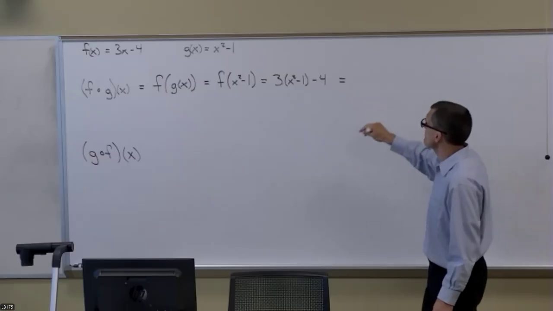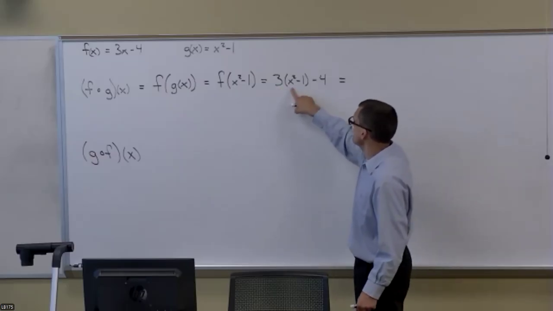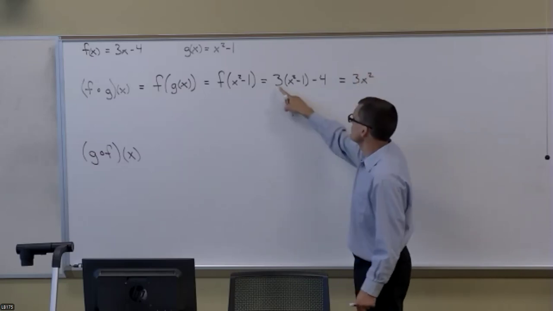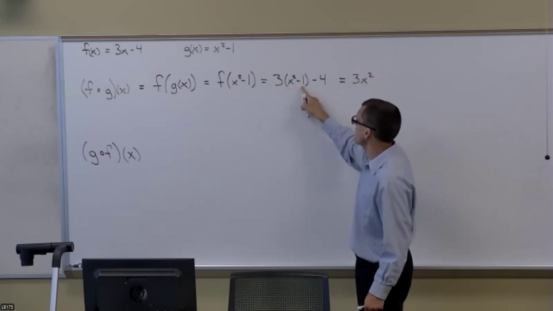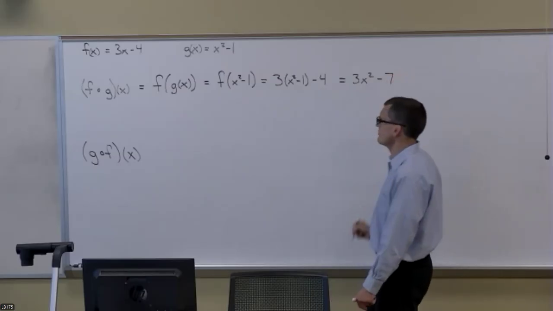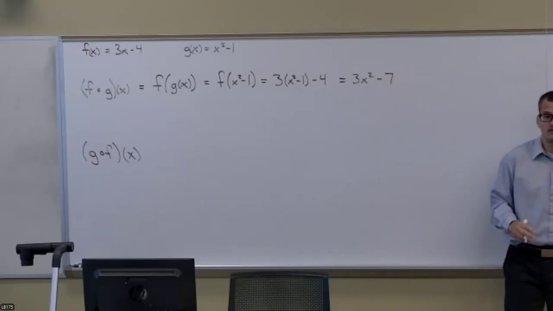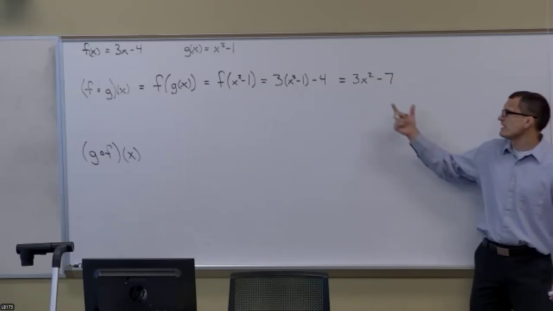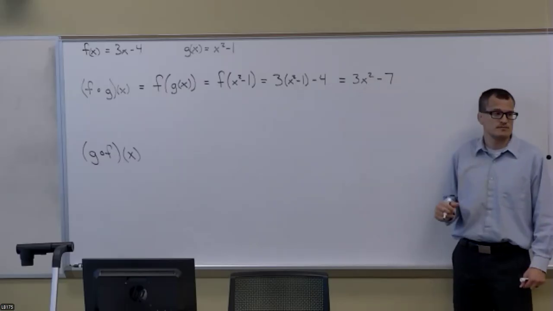And if I simplify that, I distribute 3 times x squared is 3x squared. I'll do 2 steps here. 3 times -1 is a -3, minus 4 is a -7. So we get 3x squared minus 7 as our final composition. Notice that the composition of 2 functions gives us another function. Right.